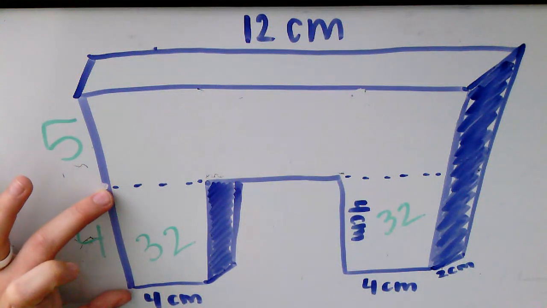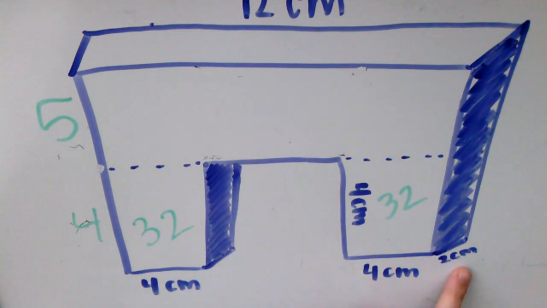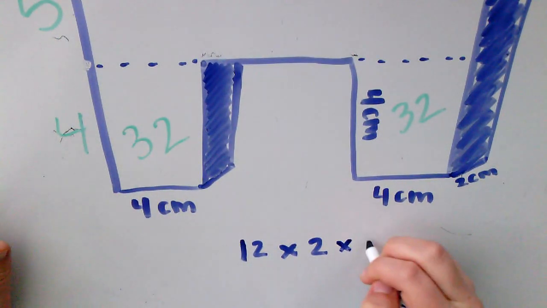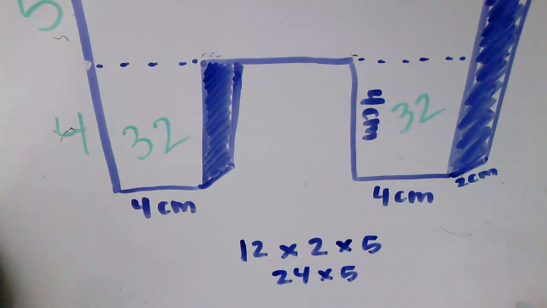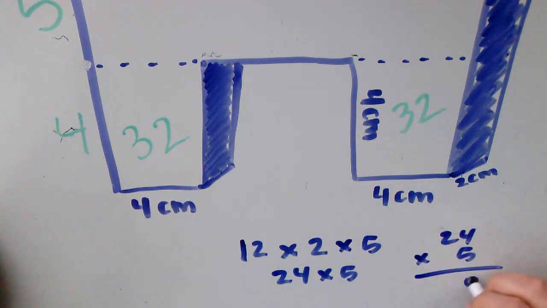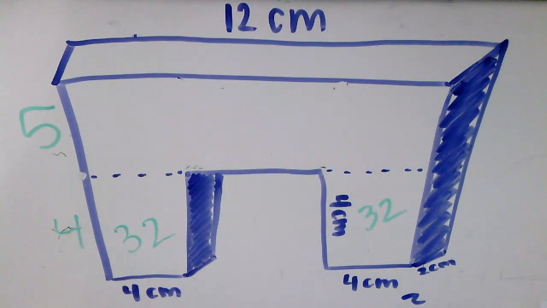Okay, I know it can be a little confusing, but try to stay with me. If you need to rewatch this video more than once, I really encourage you to do so. So we have the length, we have the width, and now I need to multiply the height. So I have 12 times 2 times 5. I have 24 times 5. If I can't do it in my head, I'm going to do it off to the side. So I have 20, I have 120, okay? So the volume of this top piece is 120.